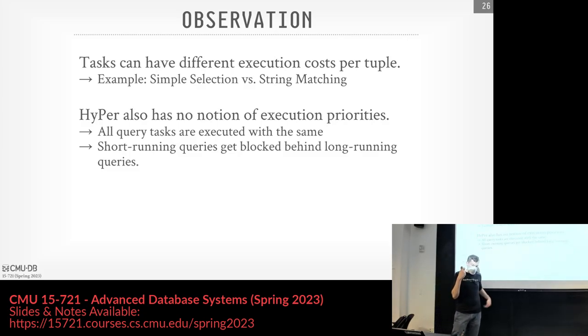Meaning, if I want to scan a table and I have a WHERE clause with a predicate, operating on the same morsels, one predicate might be like where a equals one, right? But another predicate might be a regular expression comparison or evaluation on string data. That regular expression would be way more expensive. So the cost of looking at every single tuple is going to be way higher than in the other one. But they can't account for that, because everything's based on these morsels, and that's the rigid definition of a unit of work within a task.